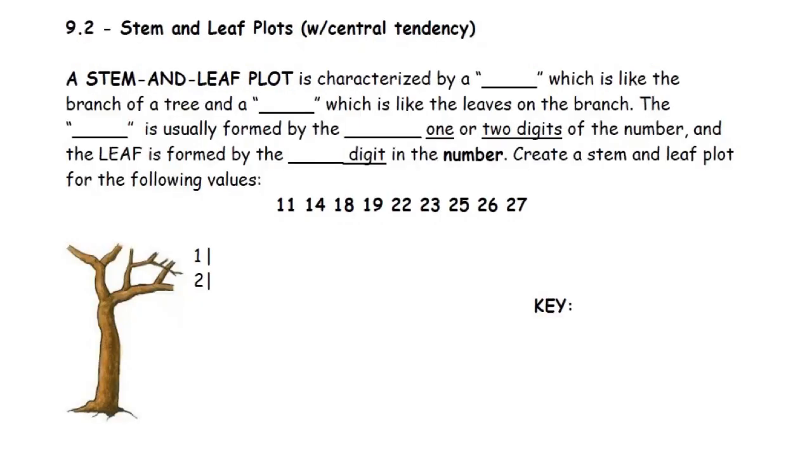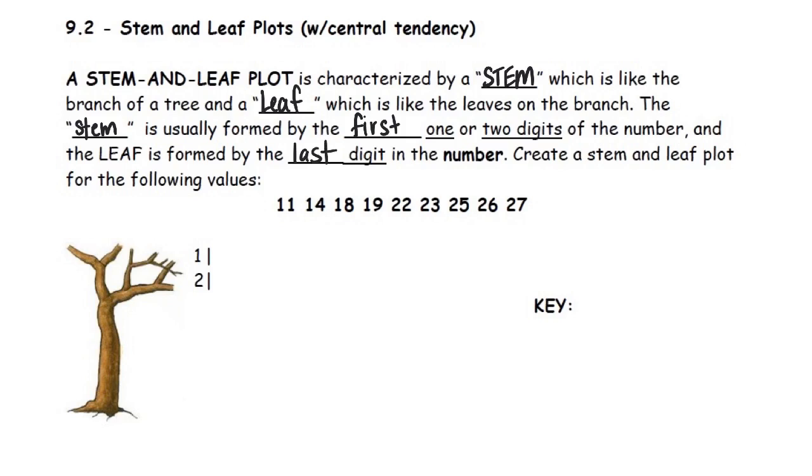All right, we are going to introduce our stem and leaf plots. This is going to be used with mean, median, mode, and range. It's just another way of organizing information. So a stem and leaf plot is characterized by a stem, which is like the branch of a tree, and a leaf, which is like the leaves on the branch. The stem is usually formed by the first 1 or 2 digits of the number, and the leaf is formed by the last.